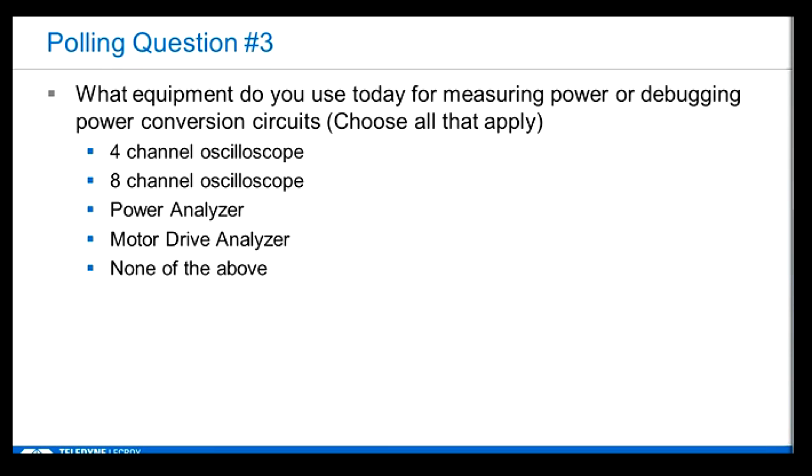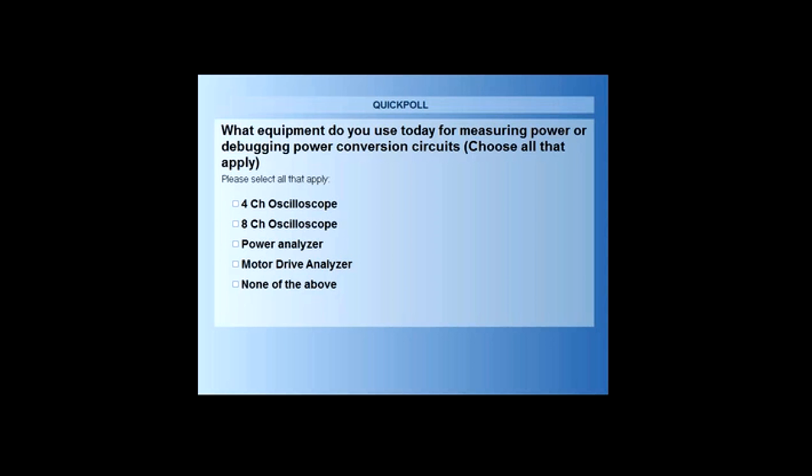All right, so this is our last polling question, and then we'll go on to the next section. Let me ask you, what equipment do you use today for measuring power or debugging power conversion circuits? Just choose all that apply: a 4-channel scope, 8-channel scope, a power analyzer. Maybe you have one of our motor drive analyzers, or maybe you're not using any of these things. Just take a couple moments and answer that question for me, please. We seem to still be getting a few more answers, so we'll keep this poll open a little bit more, and then we'll continue.